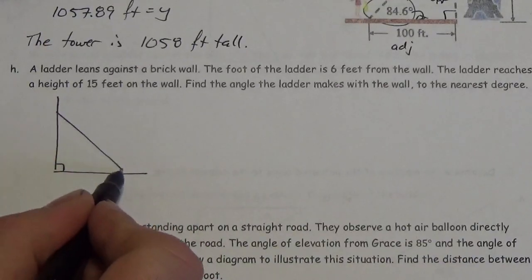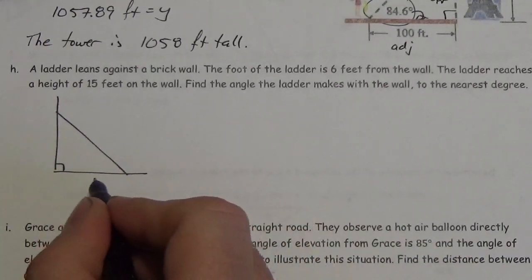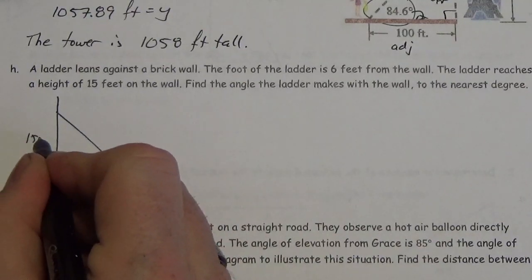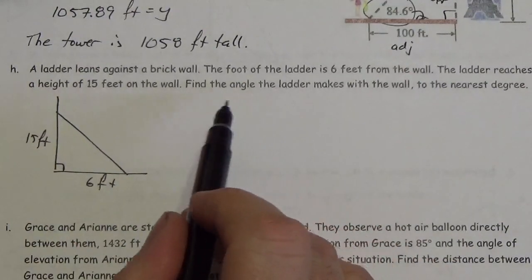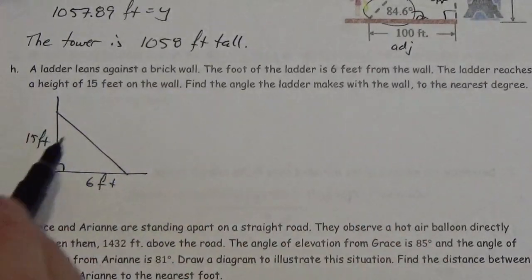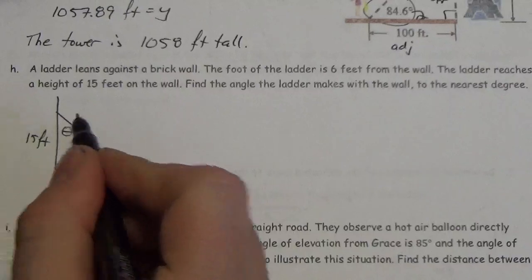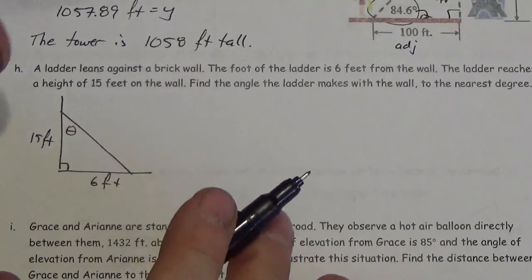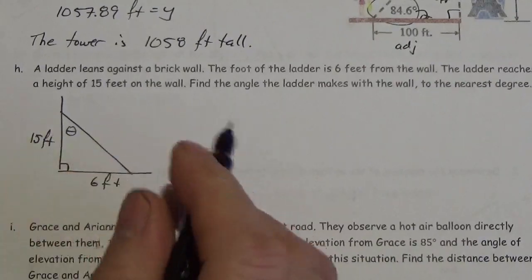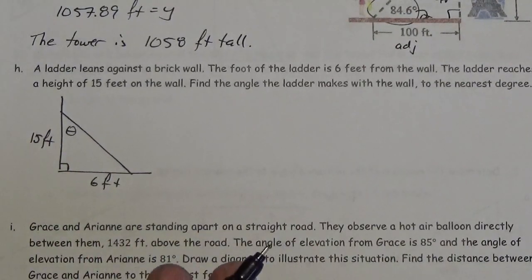So here you go. Here's our ladder. It's 6 feet away there, and it's 15 feet away there. We want to know the angle that the ladder makes with the wall. The ladder and the wall. Well, that's this angle up here. So let's put a theta right there. Now, it's important to figure that out because if you don't know where that angle is, then you don't know which of these is supposed to be considered the opposite and which is the adjacent.